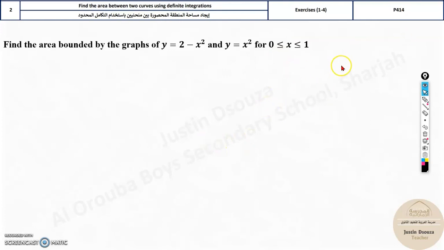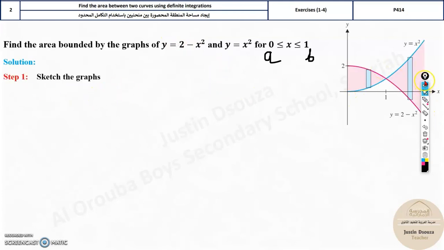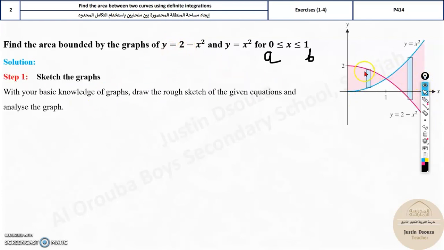You do not need to solve for it. You have to just input this as A and B. So your job is much easier now. Only thing is you need to sketch the graph. Sketch the graph by basic knowledge of graphs. You need to understand which is the upper function and the lower function.